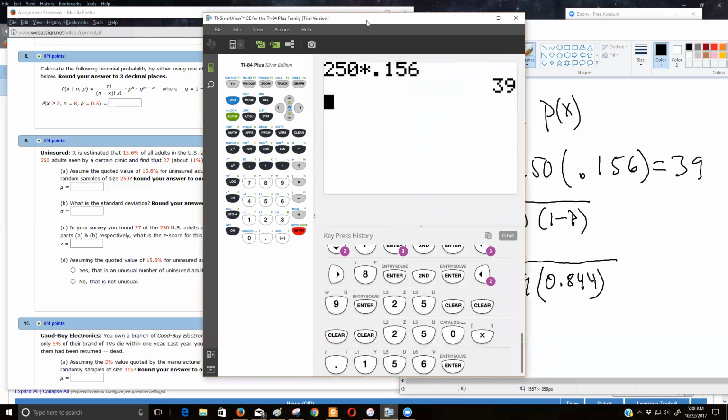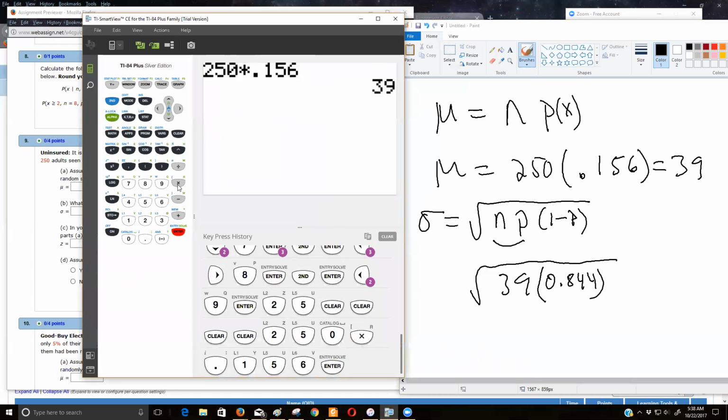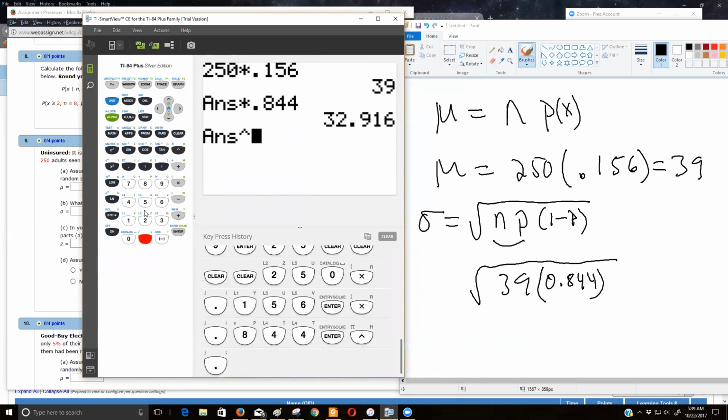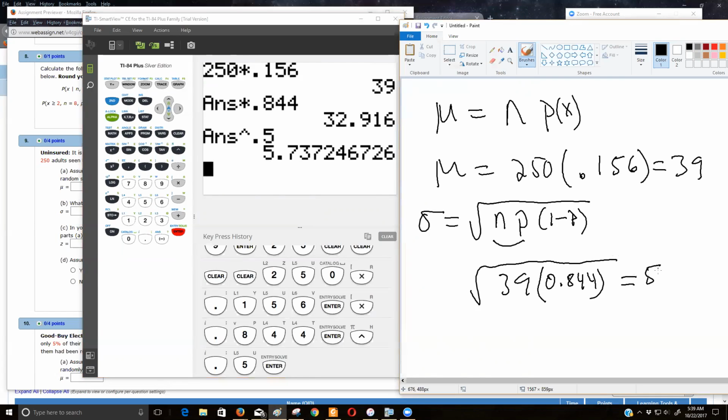Since I've already got the 39 on there, I'm going to go times 0.844. That gives me 32.96. Then I need to take the square root of that, and I can certainly hunt for the square root key, but something you might have learned in an earlier course is that if you raise a number to the 0.5 power, that's the same as taking the square root. So the standard deviation for this is 5.737 if we do 3 decimal places. So that's part B.